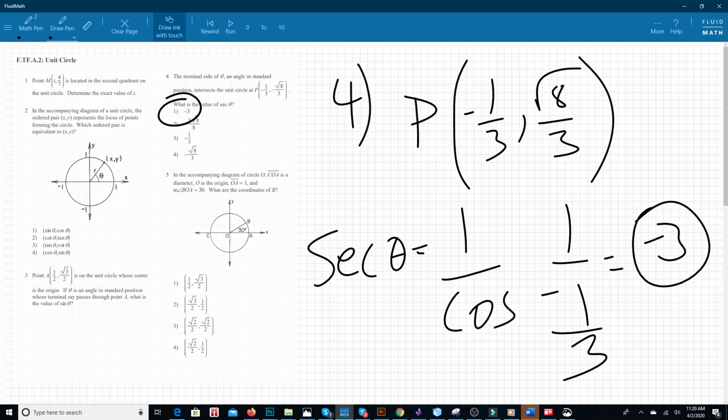So now it says in the accompanying diagram of circle O, COA is a diameter. O is the origin. OA is equal to 1, and angle BOA is equal to 30 degrees. What are the coordinates of B? You want to know the coordinates of B itself, right? We're looking at 30 degrees. This is a direct unit circle question, right?